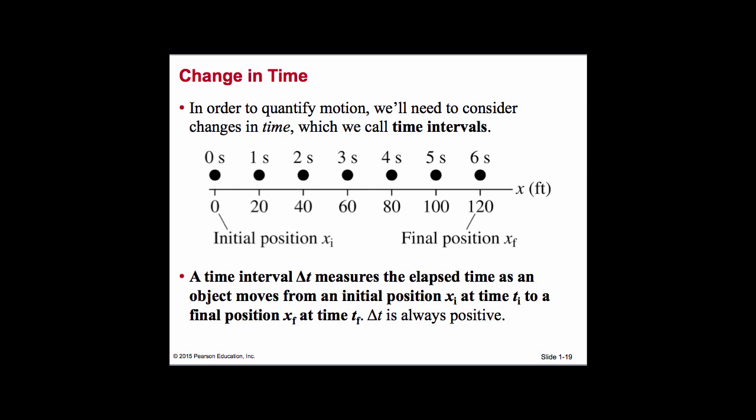So what happens is, in order to quantify motion, we'll need to consider changes in time, and we call these time intervals. The initial position is called xi, the final position is called xf, and you'll notice that we have all the distances measured here evenly. The x-axis is labeled, the units are labeled, and time is labeled for each dot, so we know what the intervals are. And a time interval is delta t. It measures the elapsed time as an object moves from initial position xi at a time ti, to a final position xf at a time tf. Delta t is always positive.